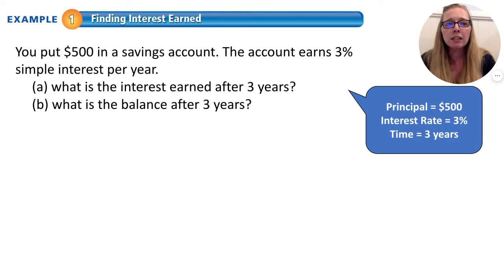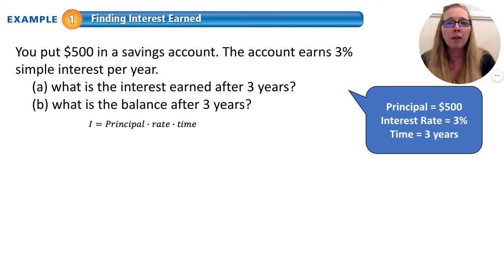So let's take a look at the example. Here we're going to be finding the interest earned. So you put $500 in a savings account, and the account earns 3% simple interest per year. What is the interest that we have earned, and what is the balance? I always recommend that you think about, what do you know and what is the unknown? So we know the principal is $500. We know our interest rate is 3%, and our time is 3 years, which means we are actually finding the interest.